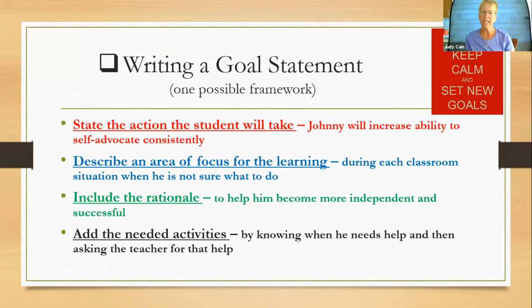But first you state the action that the student will take, the target behavior. Okay, Johnny will increase ability to self-advocate consistently. Then you describe the area of focus. When is this going to be taking place? During each class, in a situation where he is not sure what to do. And why are you doing this? To help him become more independent and successful. And what activities are needed to help, by knowing when he needs help, and then asking the teacher.